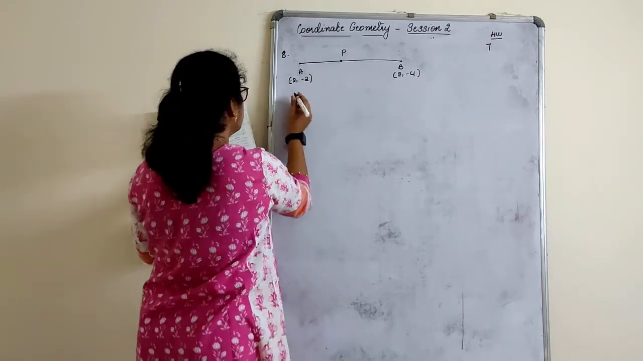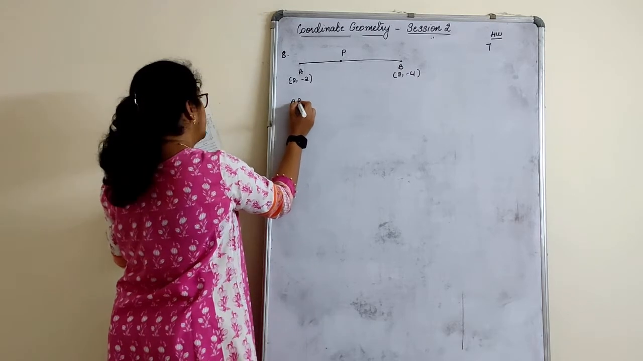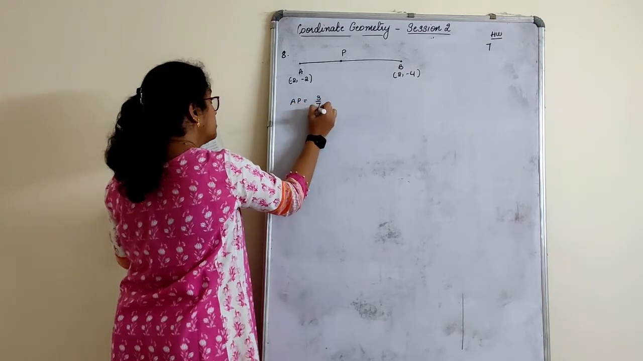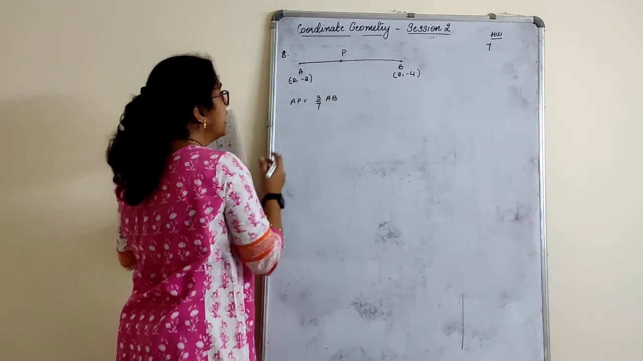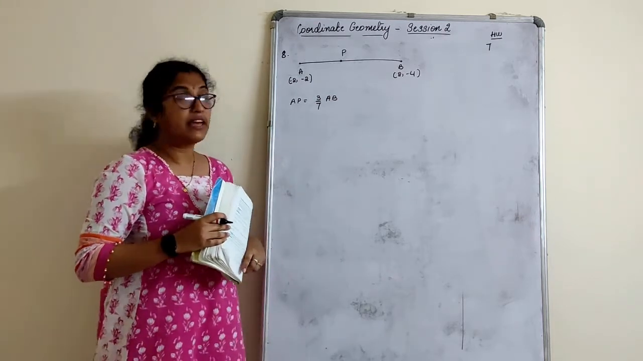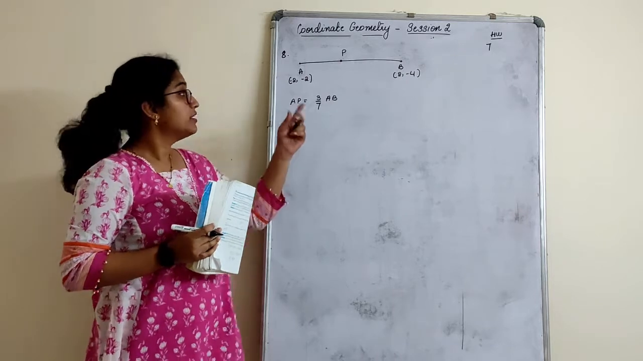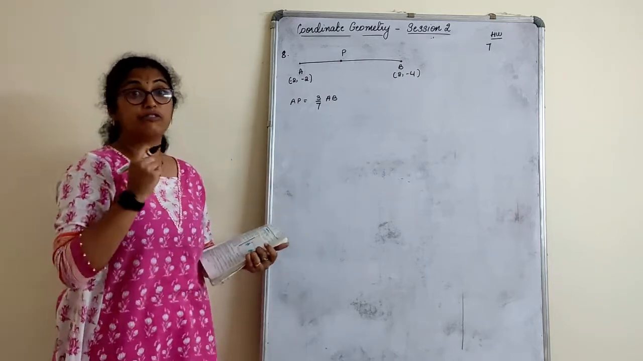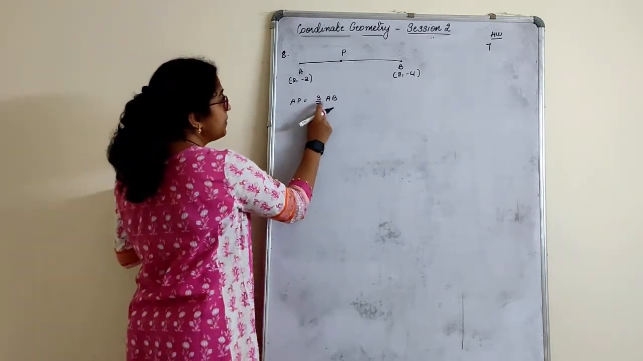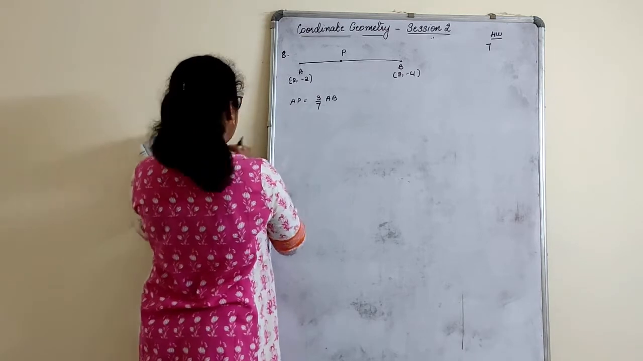such that AP is equal to 3 by 7 AB. They have not given the ratio, children. We have to find the coordinate, but they have given us some relation here, right? So let us find in what ratio they are dividing. AP is equal to 3 by 7 AB.